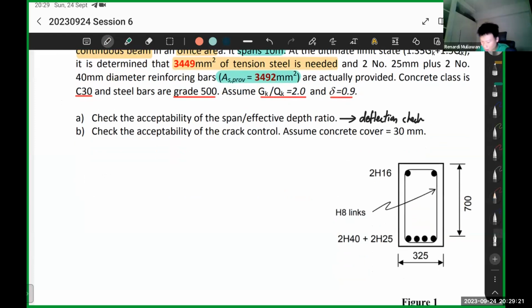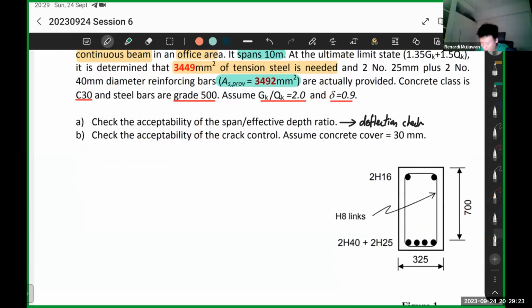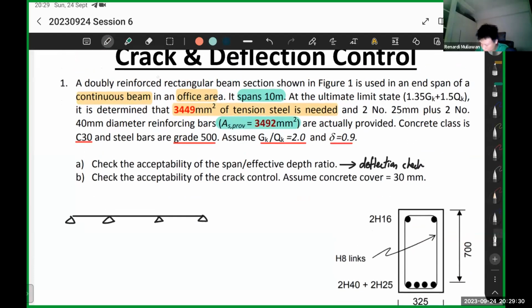Let's put the words into context first. So let's say you have a multiple span beam here. Again, it's a continuous beam, office area, spans 10 meters. So 10 meters, let's say, is from support to support. So you're checking this one.